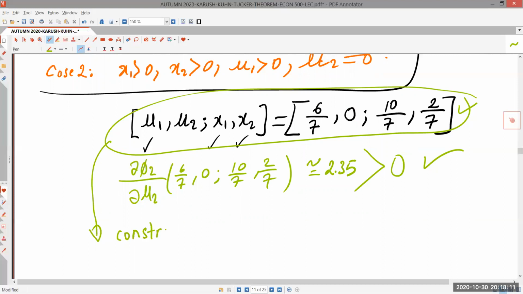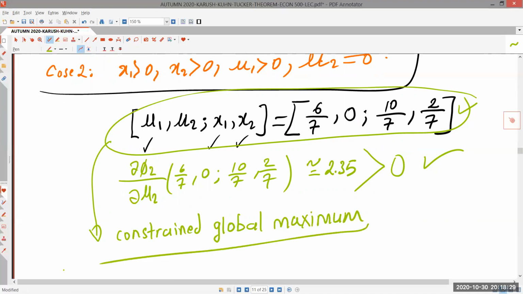Constrained... local. Is it local? Global. The constrained global maximum. Because here all the mu's are positive, 0 or positive. One of the constraints does not bind, this is basically redundant. One of the constraints does not bind, it's redundant.